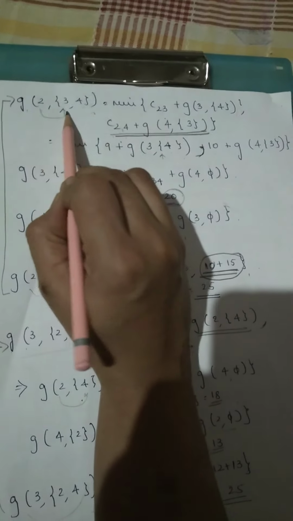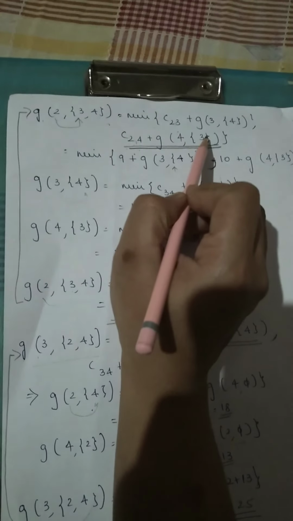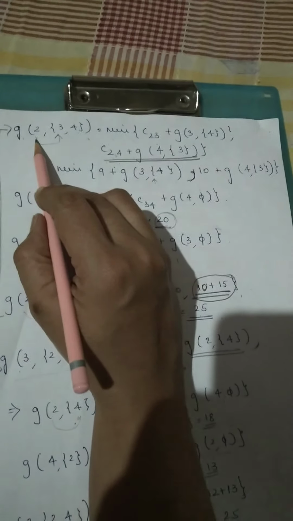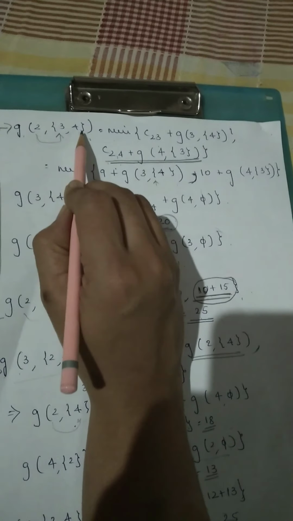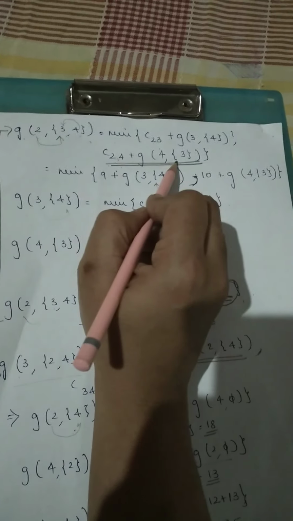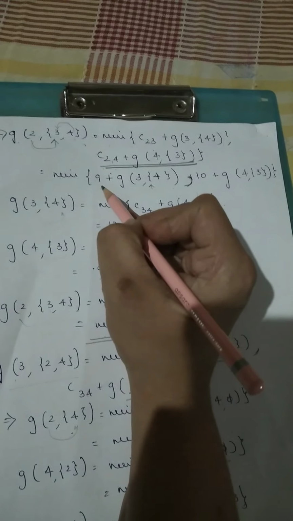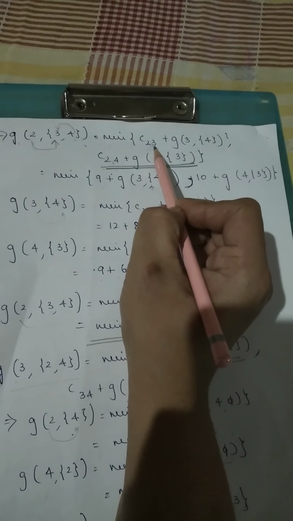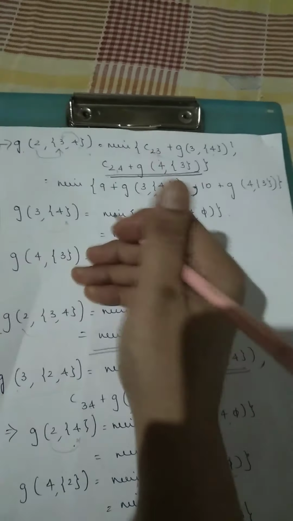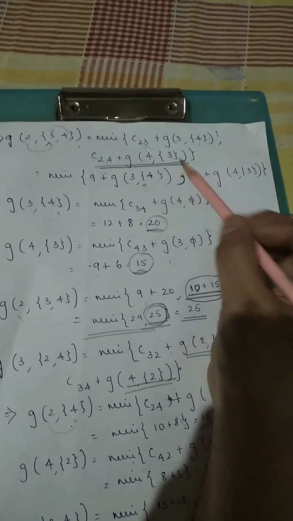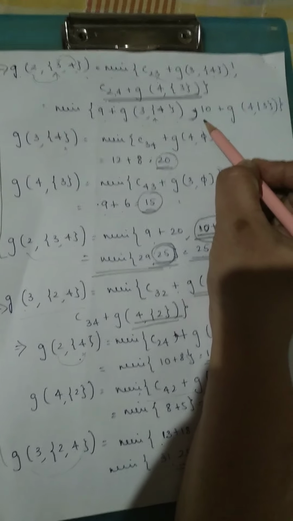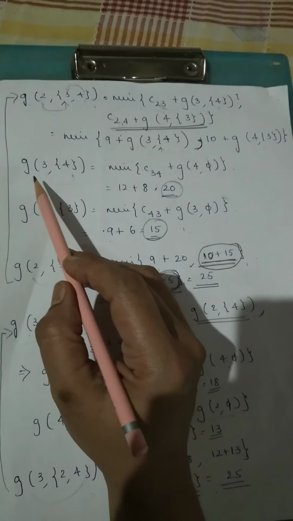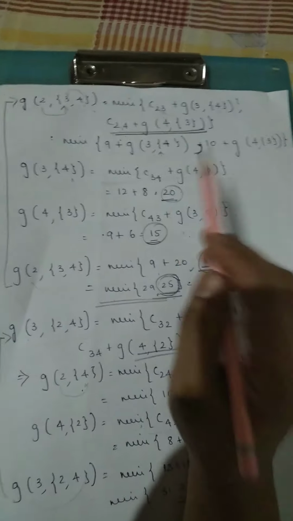Minimum of 2 to 3 travel. Now, G of 3, 4. Now, 2 to 4, right? G of from 4 to 3. So, minimum 2 to 3 is 9 plus G of 3, 4, the cost we don't know. Next, we'll find out. 2 to 4, we came to know by adjacency matrix 10 plus G of next 4 to 3. So, G of 3, 4, again I'll use same formula.